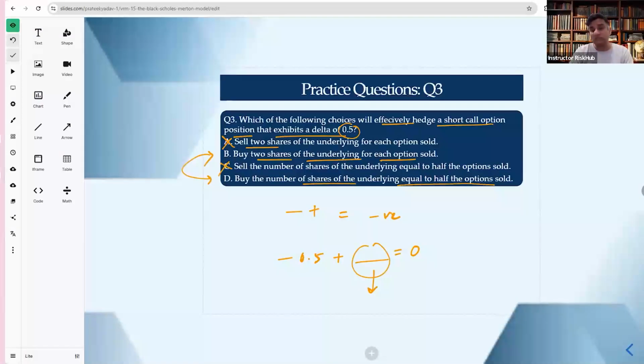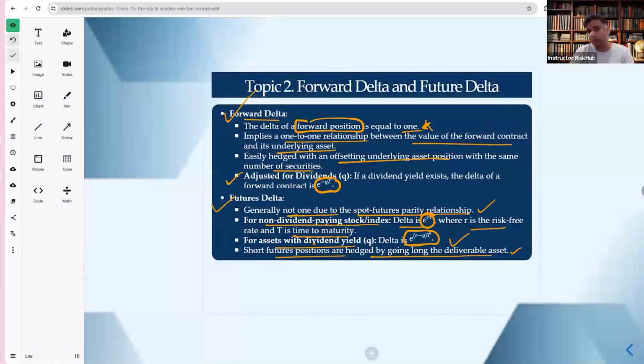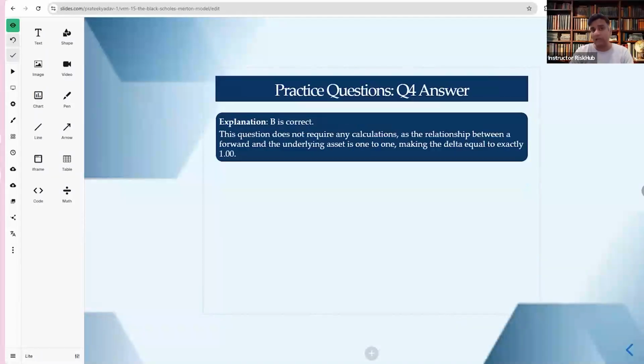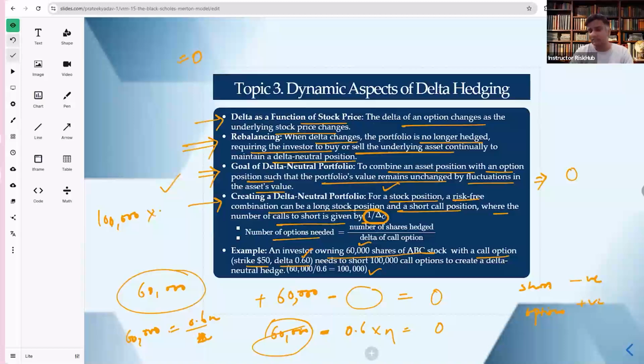So what I'm trying to say is there is obviously so much to remember. Forward delta I have to remember, future delta I have to remember. So I will pick my battles, right? I'll pick my battles. I know this is a risky strategy. I might miss out on one question, but that's okay, right?